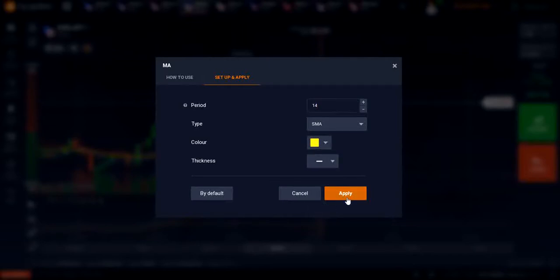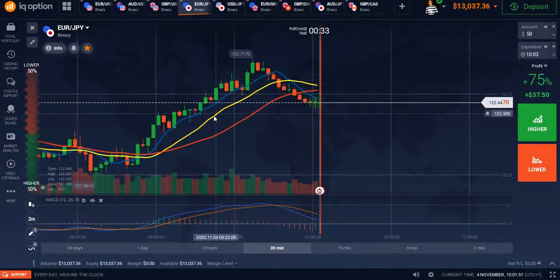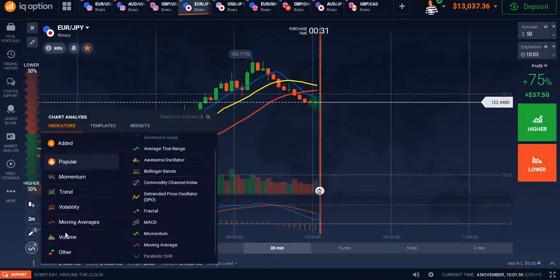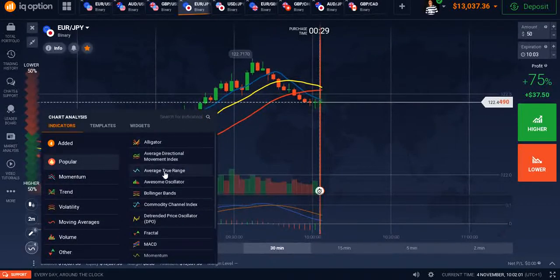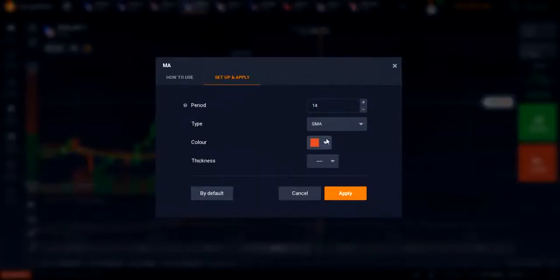After you've done that, apply. This yellow will appear there. Then you have to go back again and do the same thing. Go to popular. Moving average is really popular. You have to come to moving average again and set the second one.